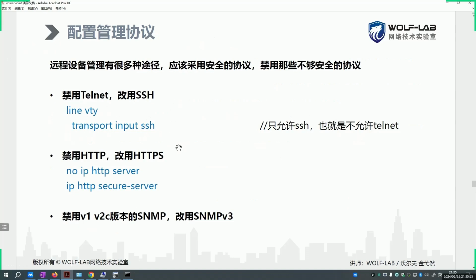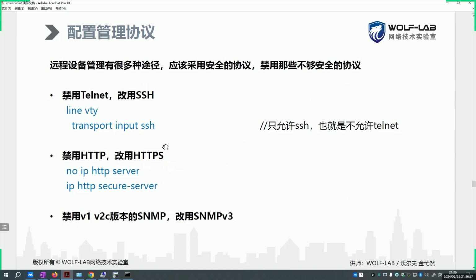Then comes the Configuration Management Protocol. We've already configured it. Disable Telnet and switch to SSH. In our transport input, you can specify a single protocol or multiple protocols. You can also specify none, meaning nothing is allowed. In this case, if we use a CLI for management, we use line VTY.